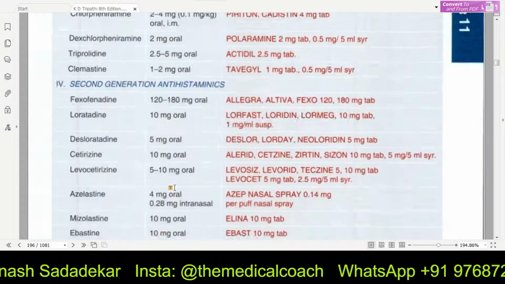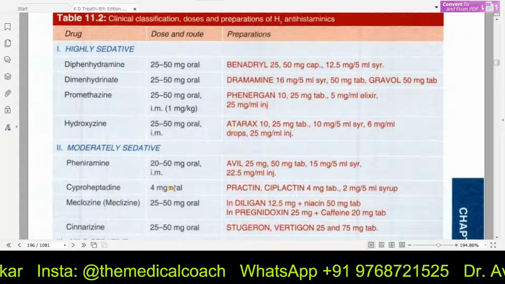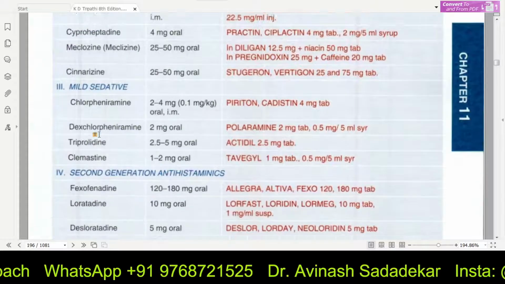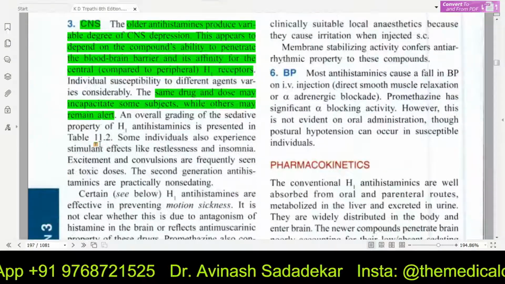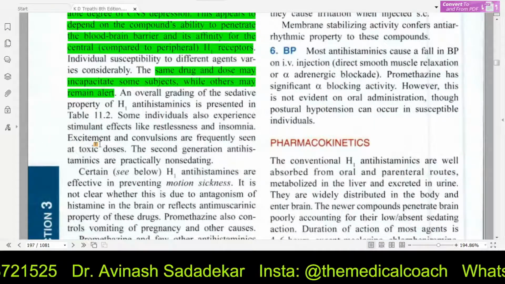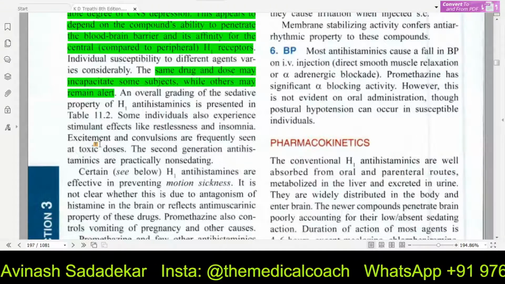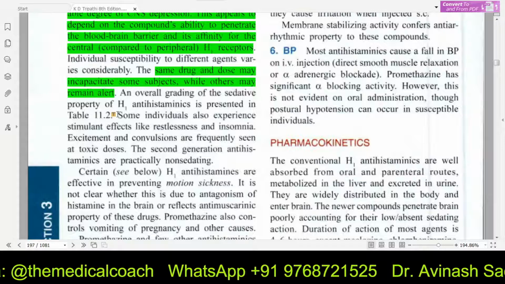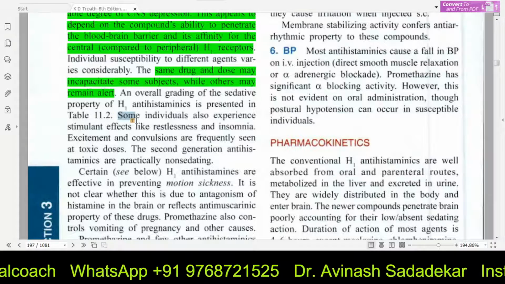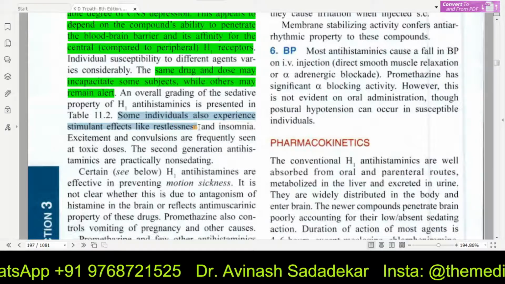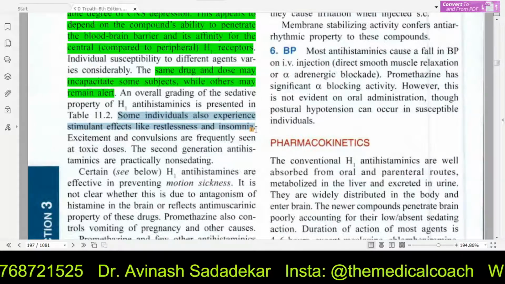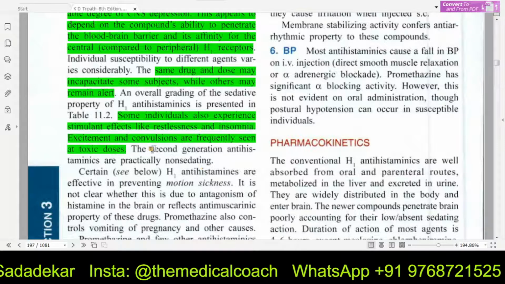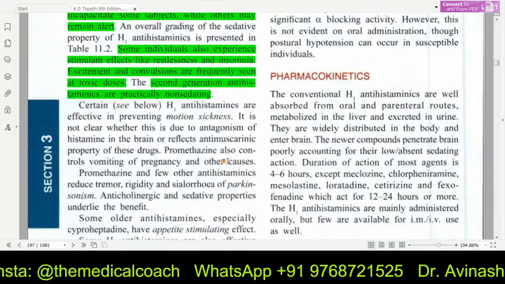So, this table gives you the sedative properties: highly sedative, moderately sedative, mildly sedative, and the second generation, which are practically non-sedative or have very little sedation. Okay. Now, some individuals will have a complete reverse reaction. Instead of depression, they will have stimulation like restlessness and insomnia, and sometimes excitement and convulsion will be seen. The second generations are practically non-sedating. That's why we made them.